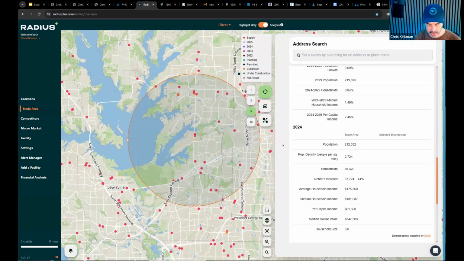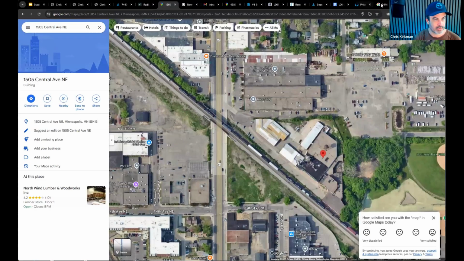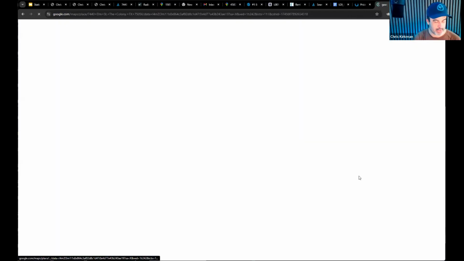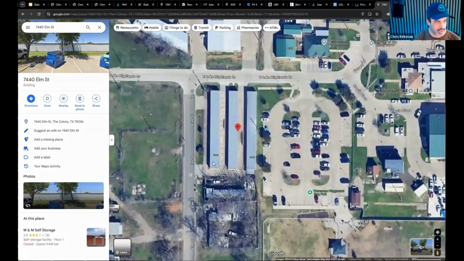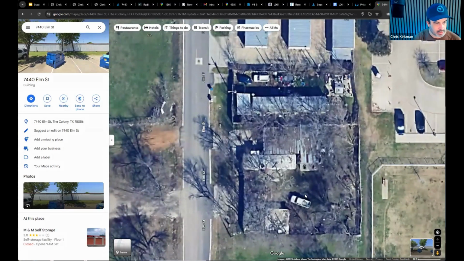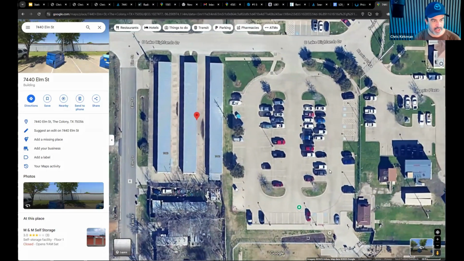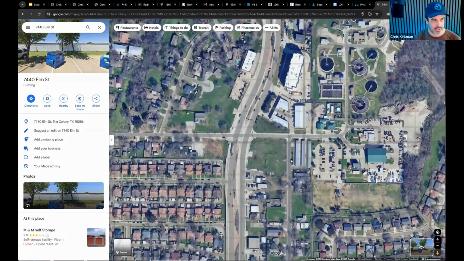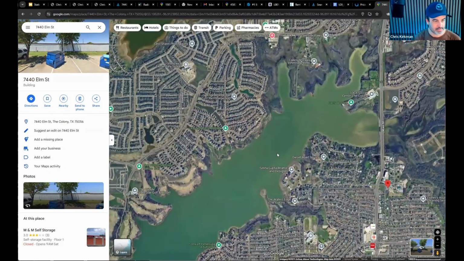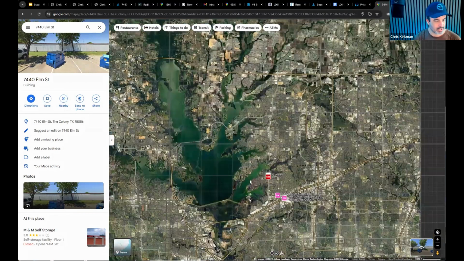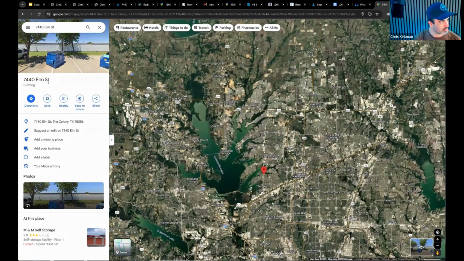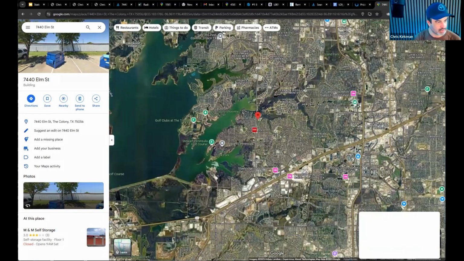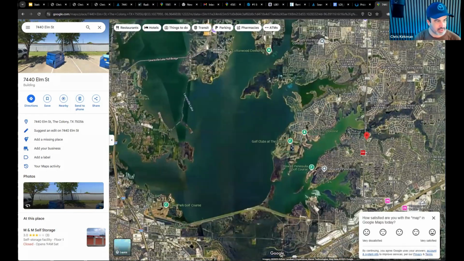Okay. So The Colony is a nicer area in Texas. Yeah, I figured, by the lake here. It would be nice if this property actually had extra land to expand. Let's say it came with this parking lot or this land over here. That'd be great because you could do boat and RV parking. Oh, is this the same one? Yeah, The Colony.